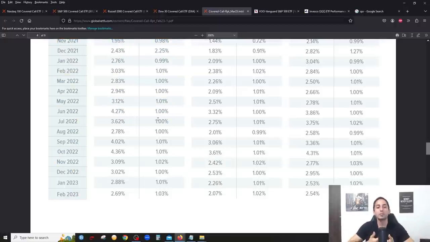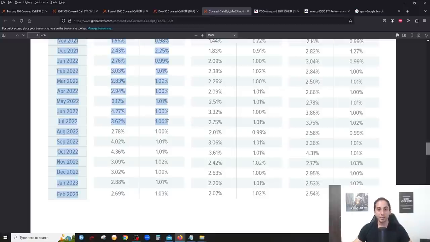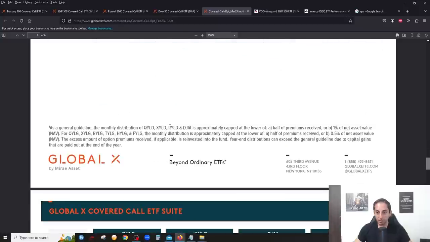They never pay out the amount that they're making. They always pay out less than the premiums they're generating. And what do they do with the rest? It gets reinvested into the fund. Right, the excess amount of option premium received, if applicable, is reinvested into the fund. So that is the very important thing to understand.